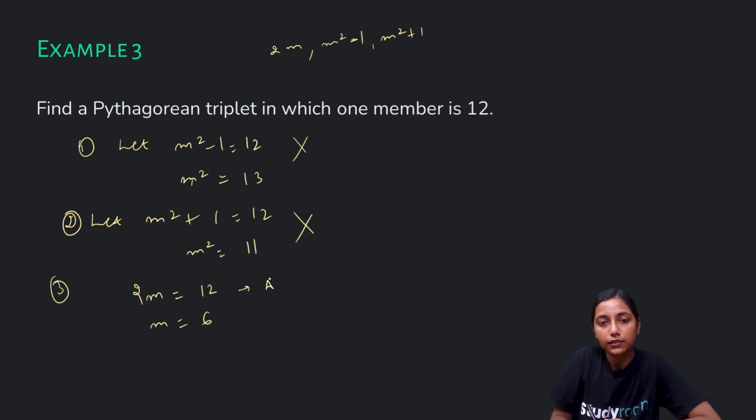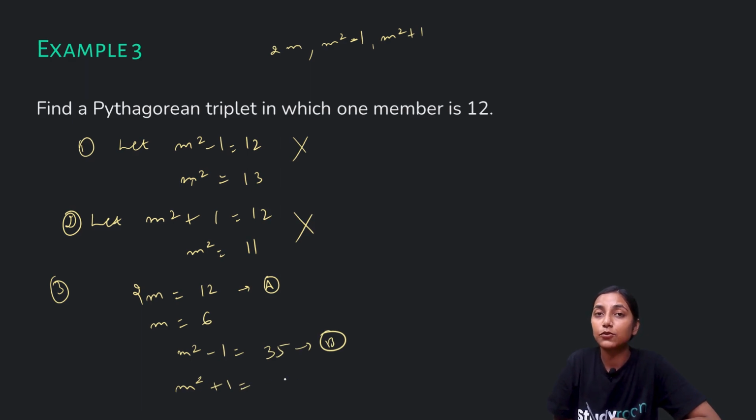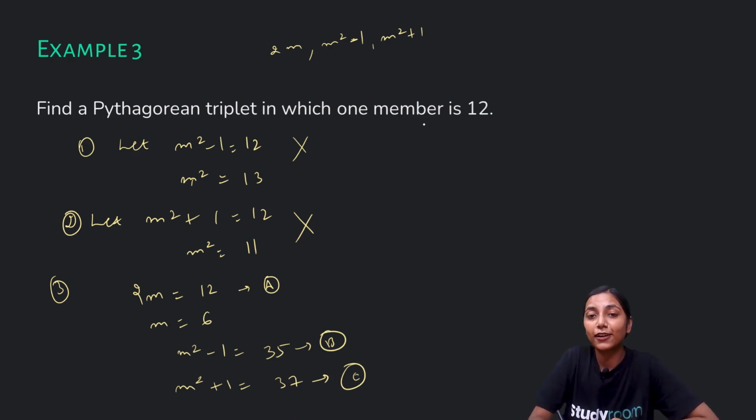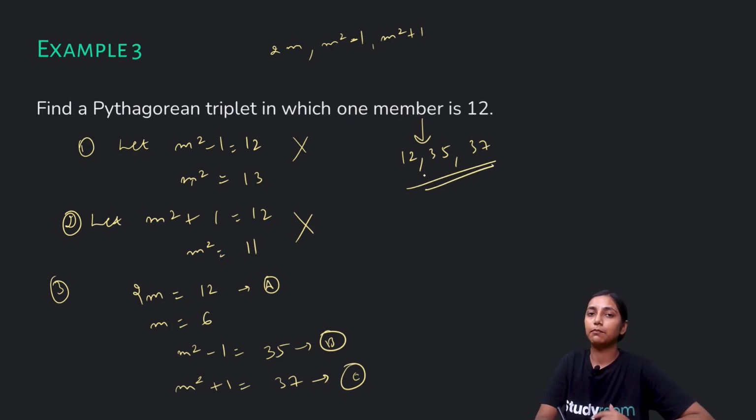This is our first member of the triplet. Now if m is 6, we can find m square minus 1. That will be 6 square, 36 minus 1 is 35. Second one will be this, and the third one will be given by m square plus 1, that is 6 square, 36 plus 1 is 37. This will be our third member. So what is that Pythagorean triplet? Which are all the three members? One is 12, the other one is 35, and the last one is 37. So this is a Pythagorean triplet that has one of the members as 12.